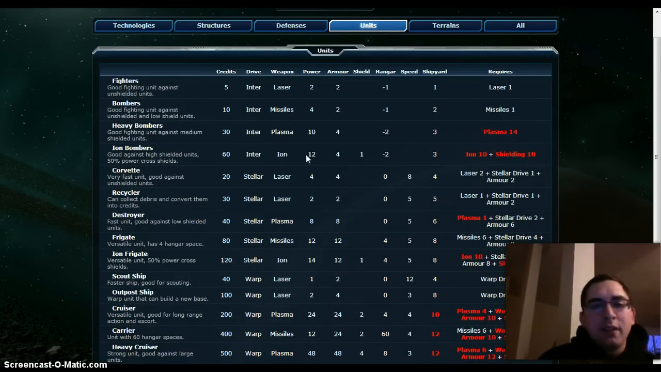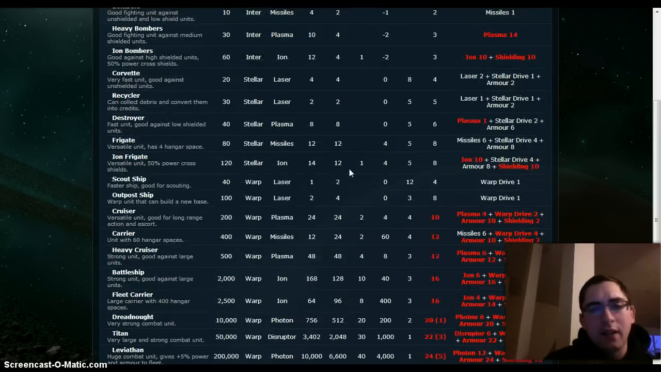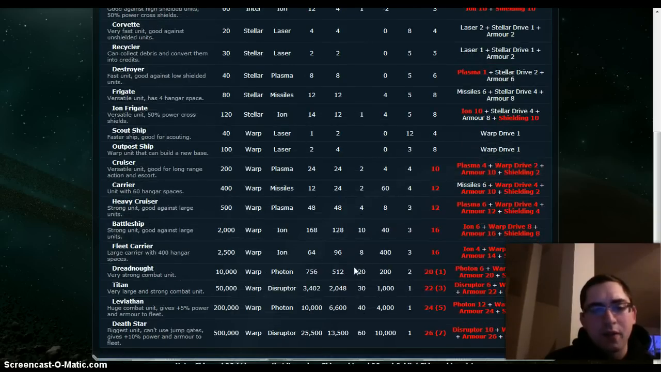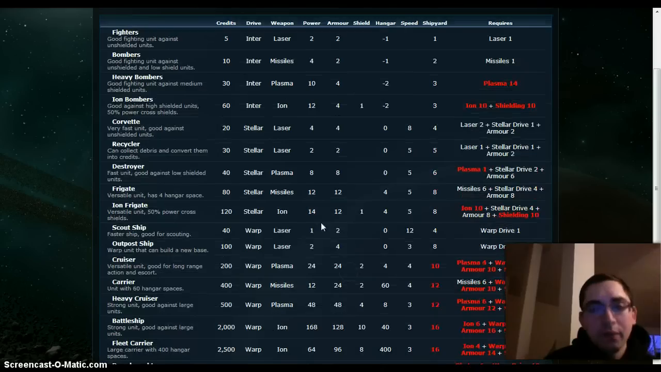But the premise is that half of the attack power of the ion ships goes through shields. So if this ion frigate does 14 damage, that means if it attacks a dreadnought, which has 20 shield, it will still do 7 damage. However, they're ridiculously more expensive for the same armor. They're just not efficient at all for any reason. So you wouldn't really want to build them. But that is how those work, just 50% of the power goes through the shield instead of 1%.